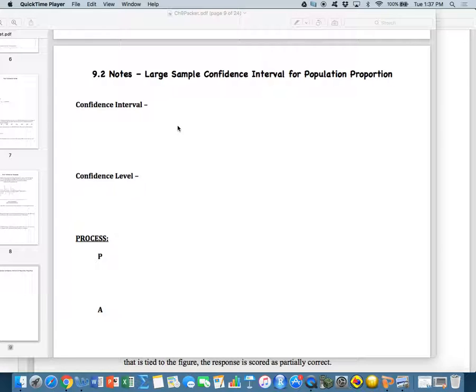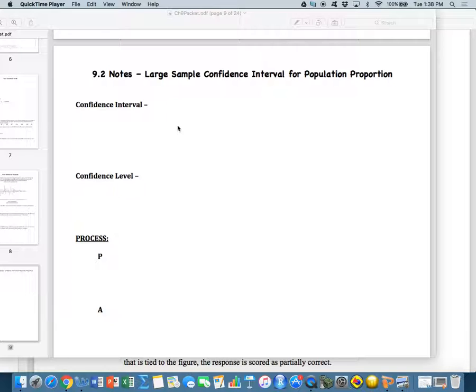The issue with that is that samples change. So if I take one sample, my estimate of mu is going to be different than if I take a second sample, because sample means are probably going to change. So that's why we do confidence intervals. So in section 2, we're going to do confidence interval for proportion.